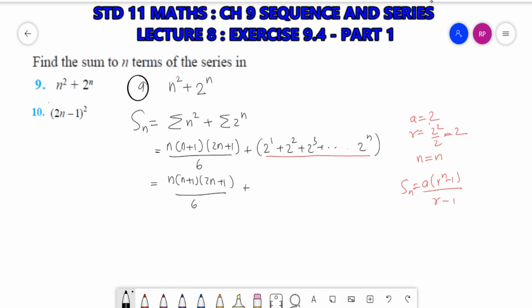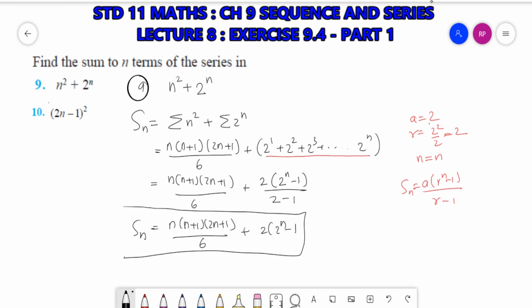So I can write it here as a, that is 2, ratio 2 raised to n minus 1 upon 2 minus 1. Final answer will be n plus 1, 2n plus 1 upon 6 plus 2 into 2 raised to n minus 1. Okay, so this was about question number 9. So just note it down.